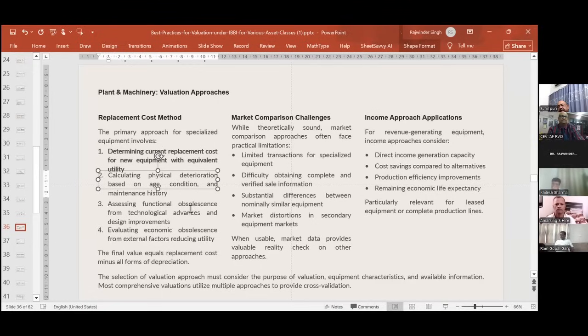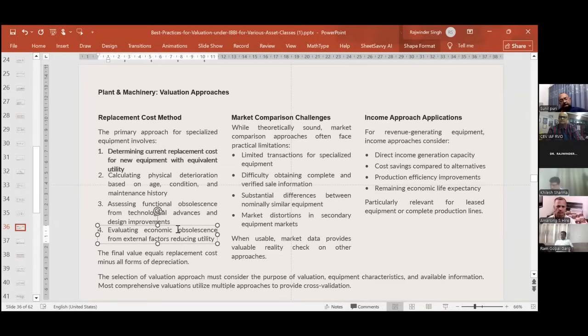Then you have to assess the functional obsolescence from technological advances and design improvements with the passage of time. And then you have to evaluate the economic obsolescence from external factors which reduce the utility. By considering all these things, you arrive at the final value, which equals replacement cost minus all forms of depreciation, meaning physical, functional obsolescence, and economic obsolescence.